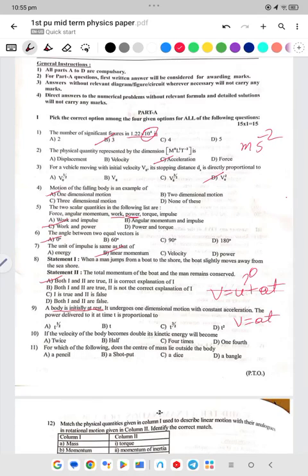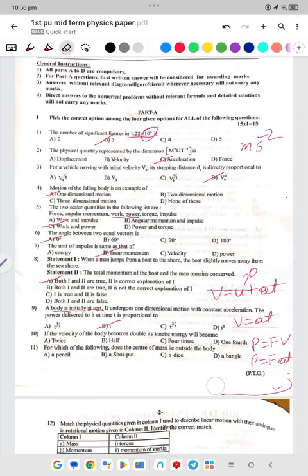We know that power is nothing but P is equal to F v. We know the value of v, that is at. Therefore, P is equal to F into at. But we know that F is equal to ma from Newton's second law. Therefore, P is equal to m a square t. And hence, P is directly proportional to t. That is option B.